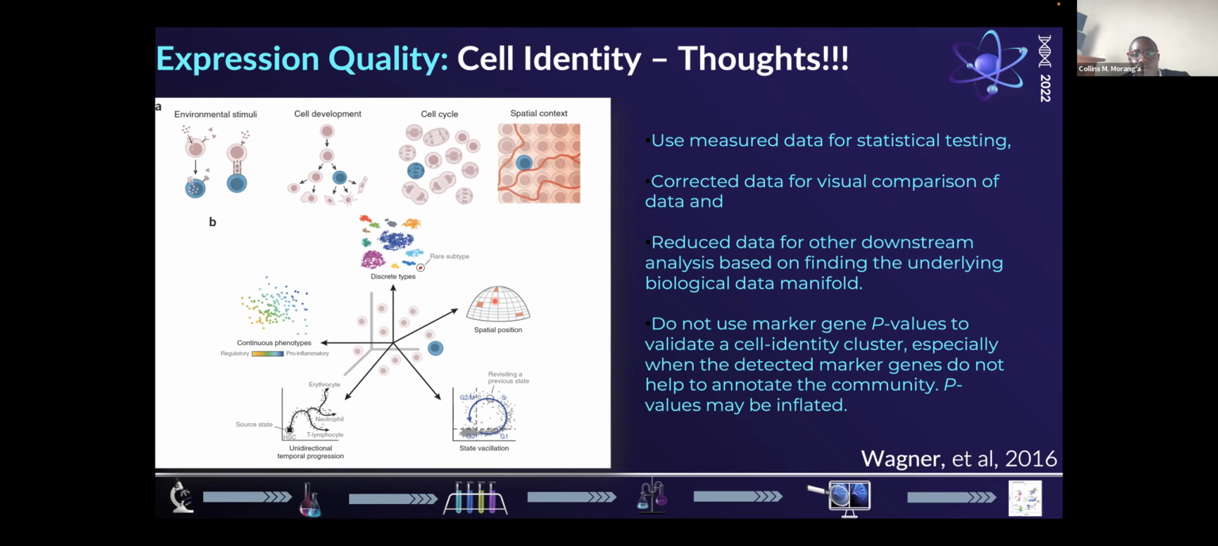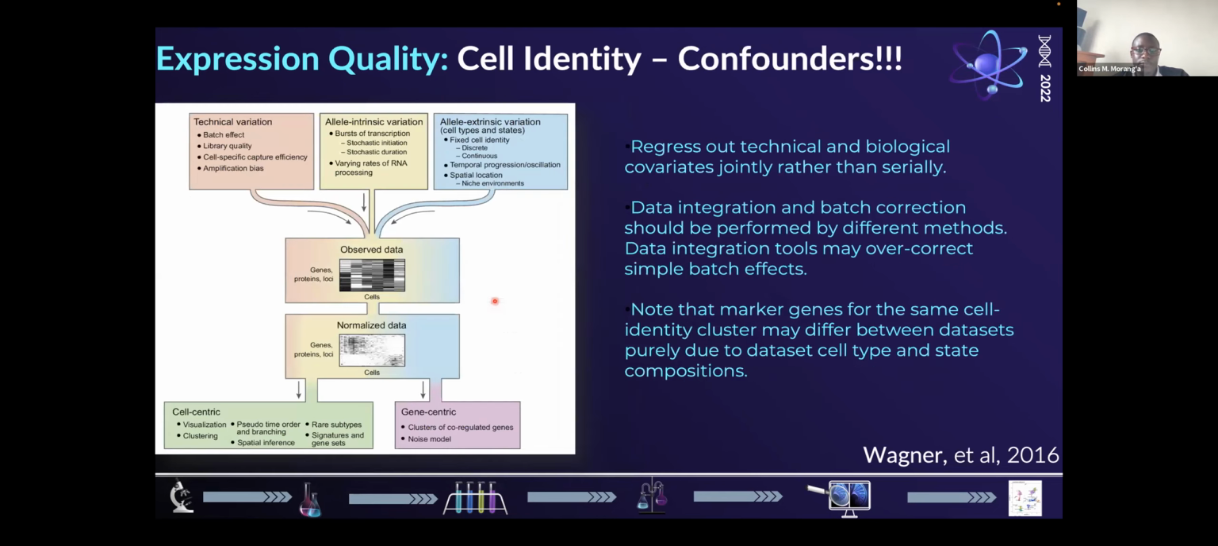Now, some thought is that you should not use marker genes and compute p-values to validate a cell identity cluster. What you basically do with a marker gene is you make a hypothesis, and you just use it to help you annotate a particular cluster, but not necessarily identify it with very high confidence. You could have confidence, but you can't use a p-value to justify that you are very sure that this is a particular cluster. And there could be a lot of confounders in assigning a particular cell type.